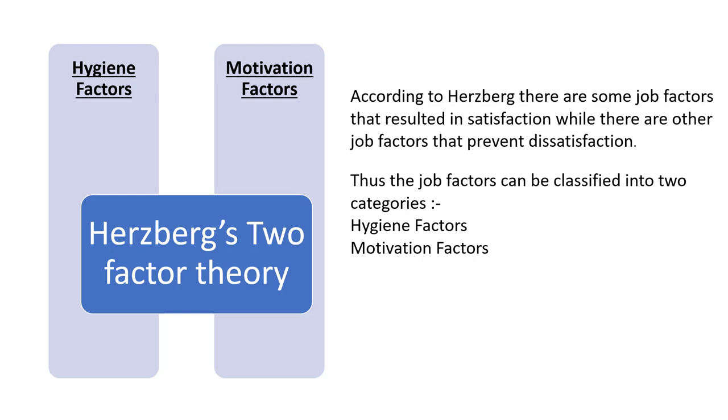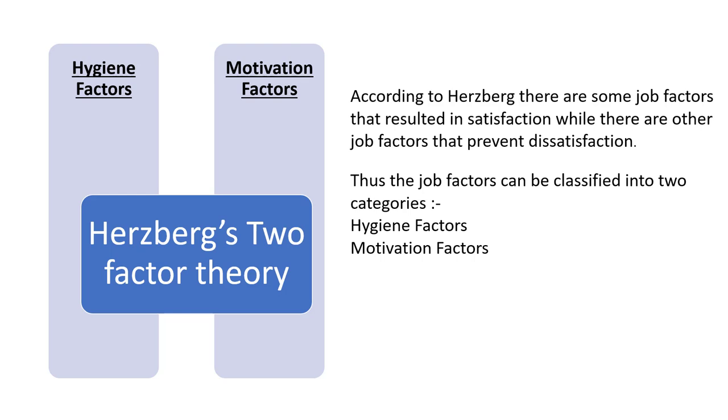Now, when we at first go through the point that things which can result in satisfaction and the factors which can prevent dissatisfaction, they would appear to be very similar to us. That is, something which can satisfy will obviously prevent dissatisfaction, right? But Herzberg said that these things are completely different.